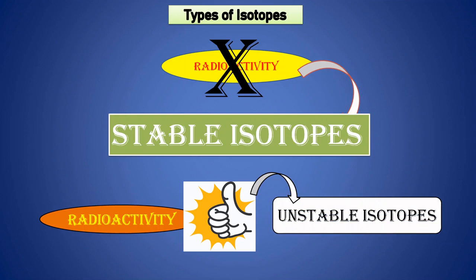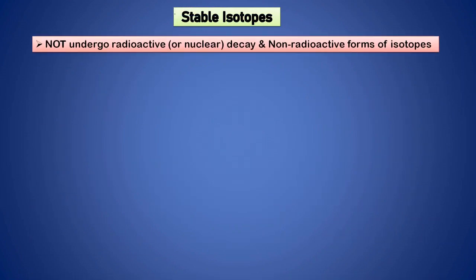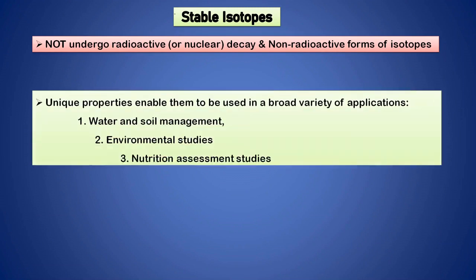So in this way, based on the property of radioactivity, whether they exhibit it or not, isotopes are categorized into stable isotopes and unstable isotopes. Stable isotopes don't show any radioactivity, whereas unstable isotopes exhibit radioactivity. Stable isotopes, as I said earlier, do not undergo any radioactivity or nuclear decay. So they are the non-radioactive form of isotopes.